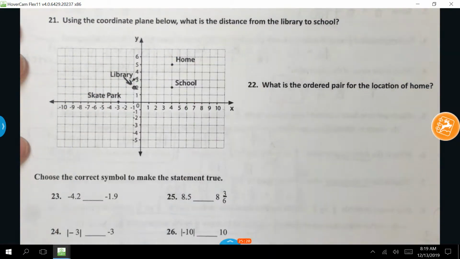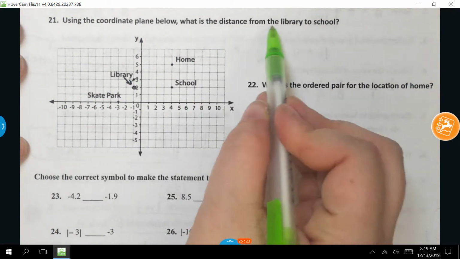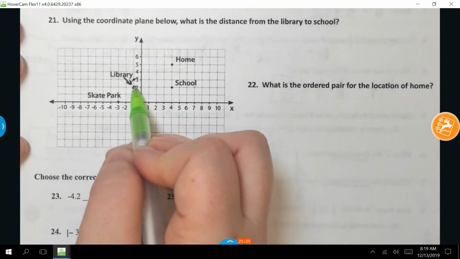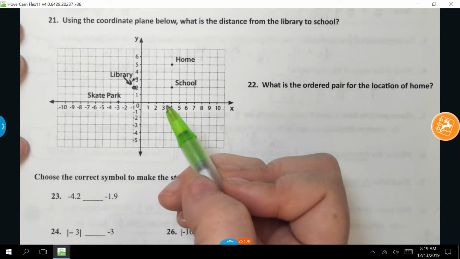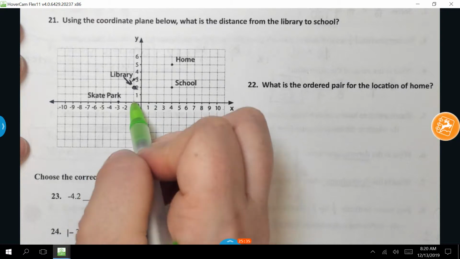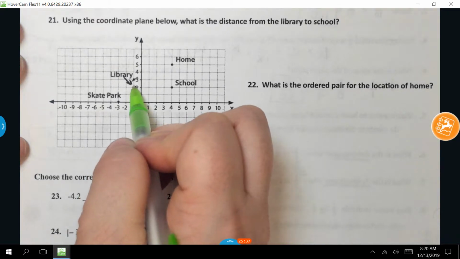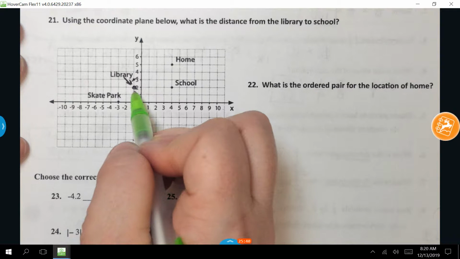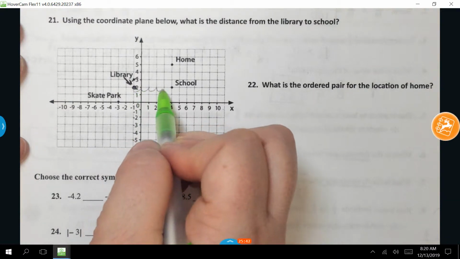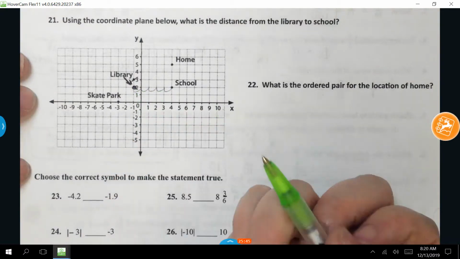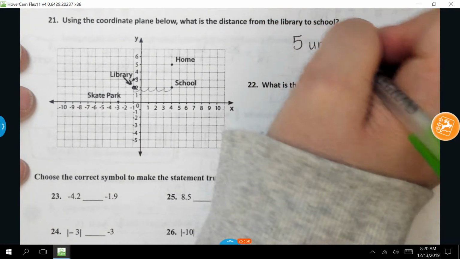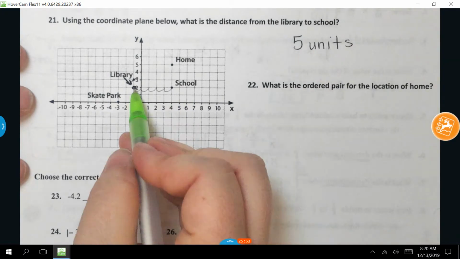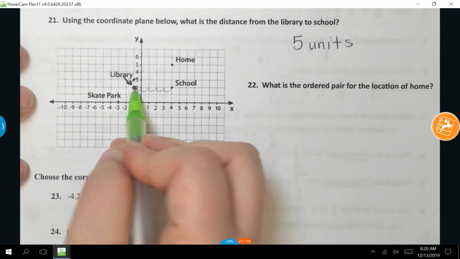So ignore that one. All right, so now if I want to know how far is the library to the school, what did we get? It's still in the positives. Yes, -1 and +2. So now we can count those out. 1, 2, 3, 4, 5. So what's the distance going to be? 5 units. What if I went from the school to the library? It would still be 5 units.